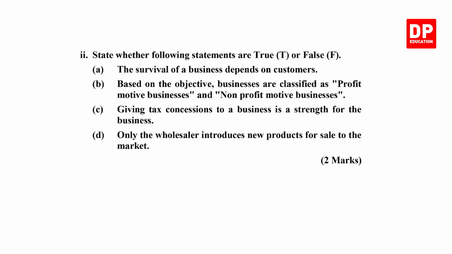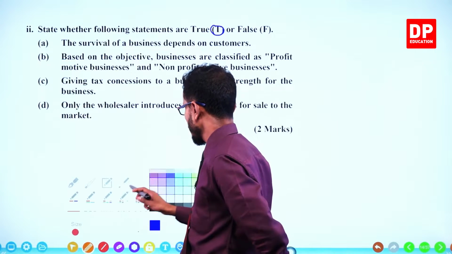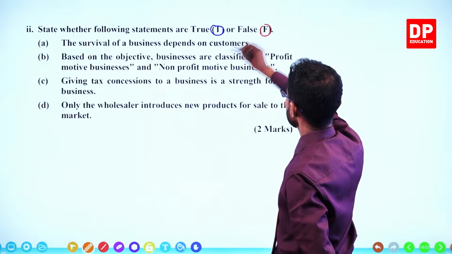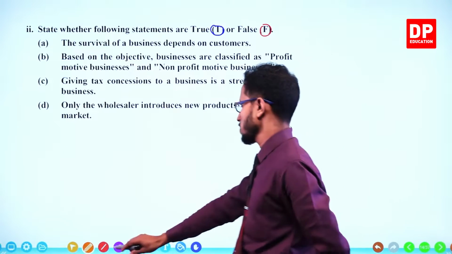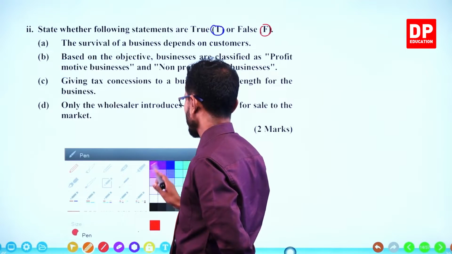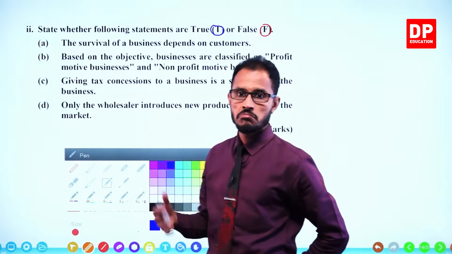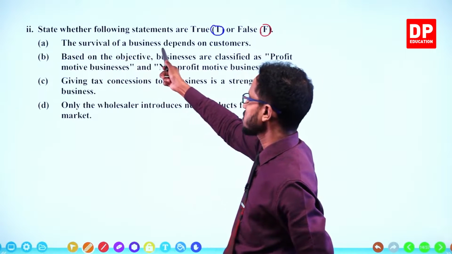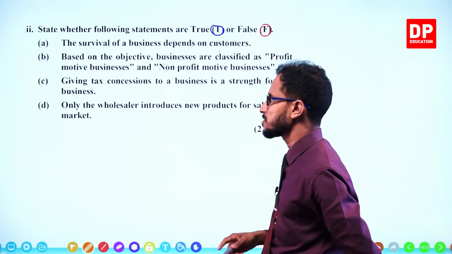Next question. Question number 2. State whether true or false. I'm going to use blue for true and red for false. Okay? True or false? Let's get to it. Survival of a business depends on customers.